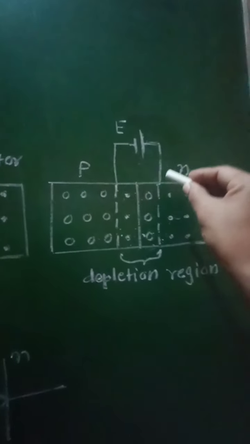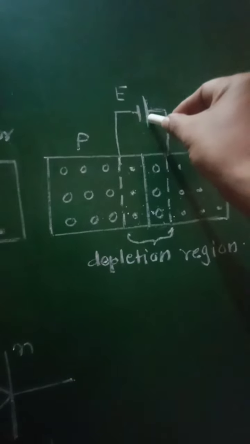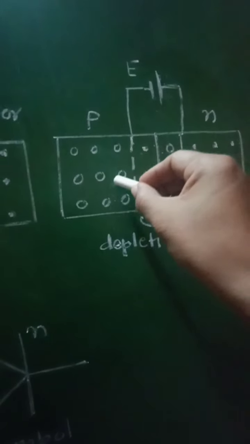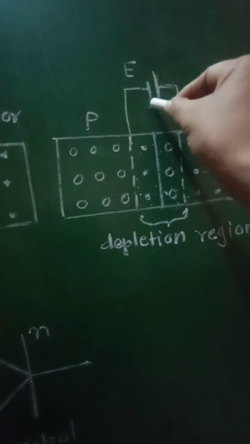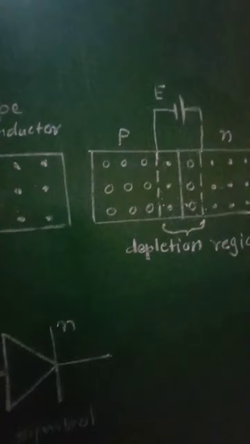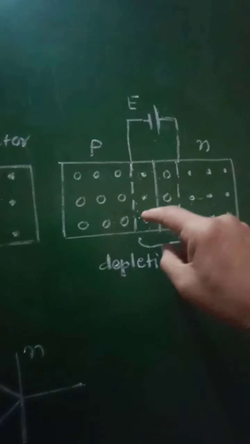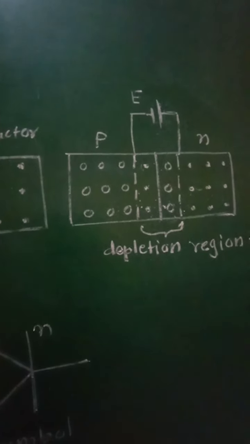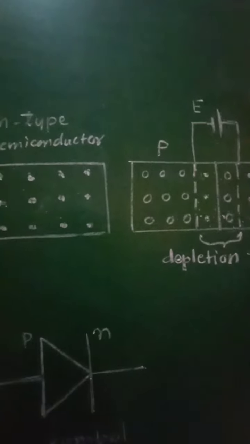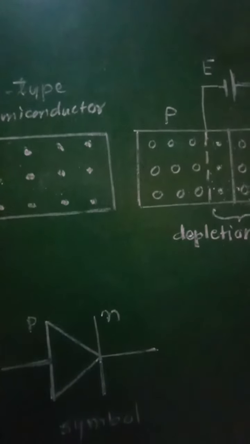So it is shown in this diagram. This N region will be having higher potential since this terminal is positive due to these positive ions, and P region will be at lower potential, that is negative, due to these negative ions. So this depletion region will act as a small battery and will restrict the further diffusion of the charge carriers across the PN junction.